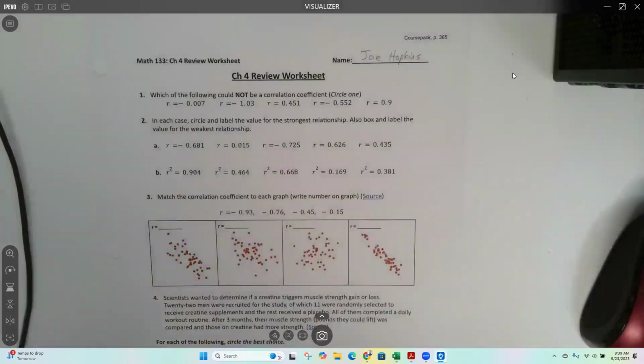Fill out your name. And just like all of our worksheets, I'll go through here and give you some hints, and then we'll stop the recording and we'll fill in the rest.